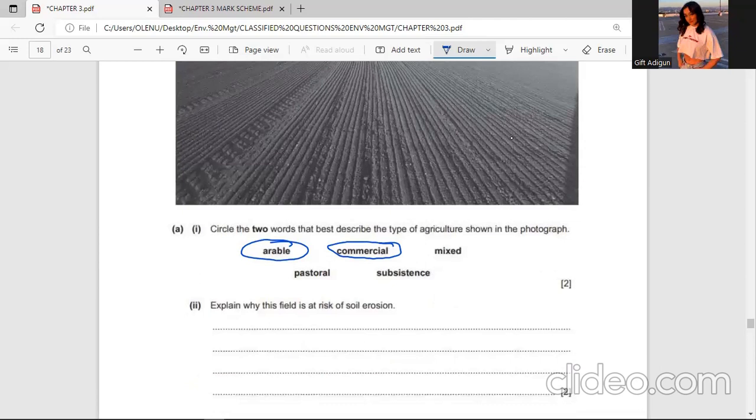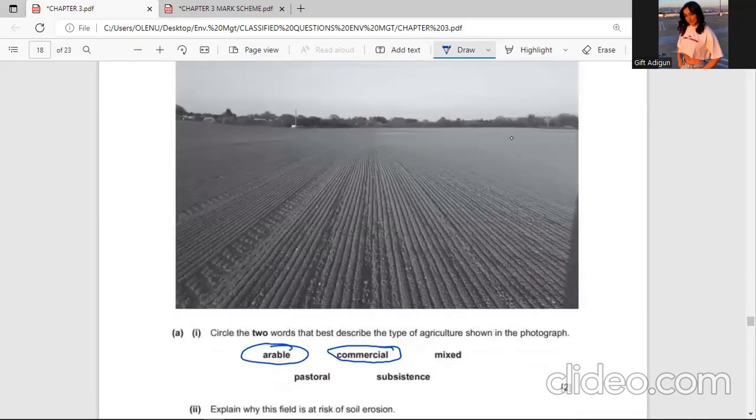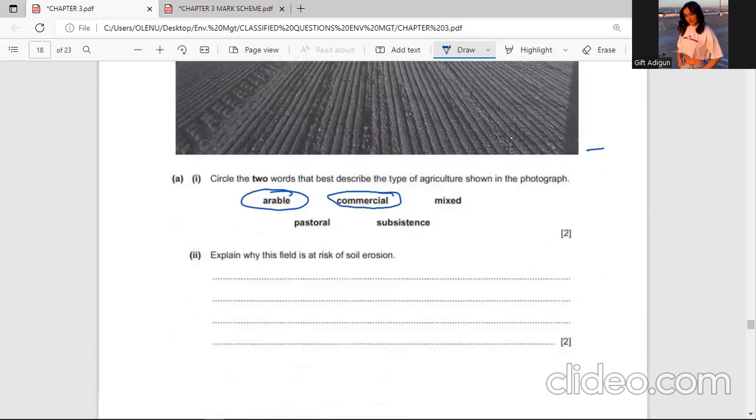Then they say, explain why this field is at risk of erosion. If you look at it, the soil is exposed. So here you find out that the soil is exposed. Another thing, there is no tree, no vegetation cover, so it can be washed away by wind. If there is rainfall, there will be no interception by trees. So this water will have direct contact with the soil, so soil erosion can take place.